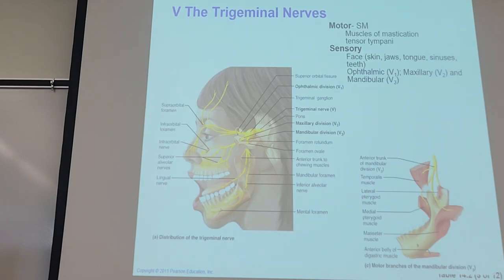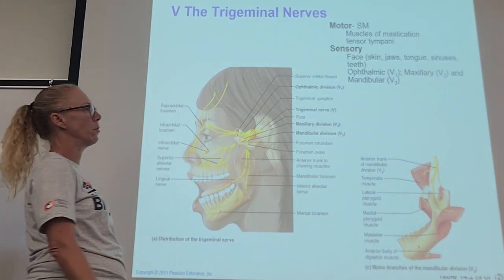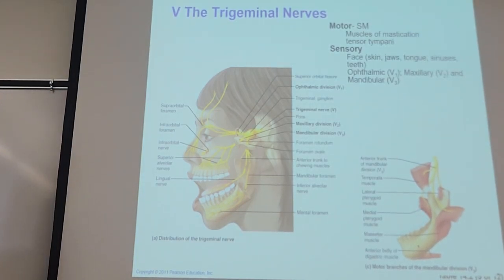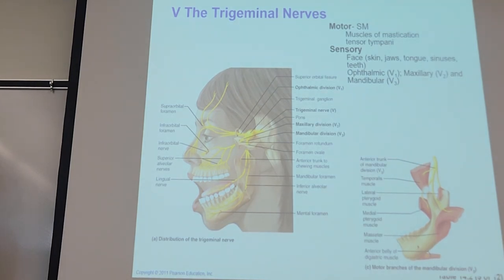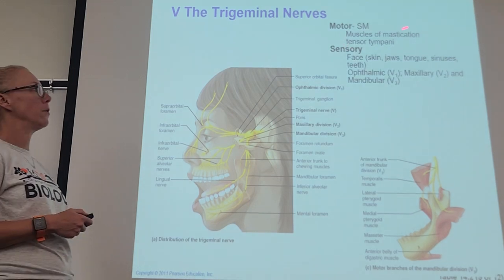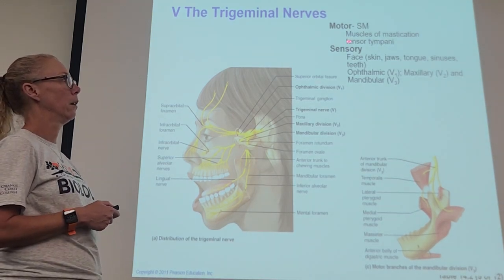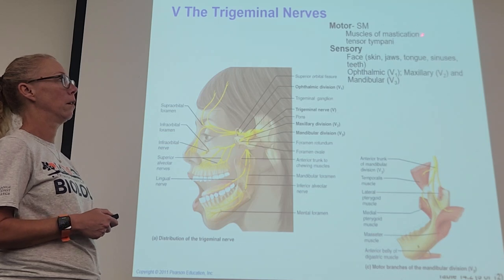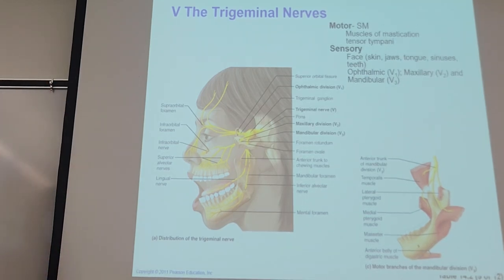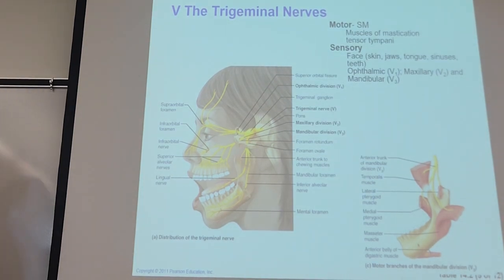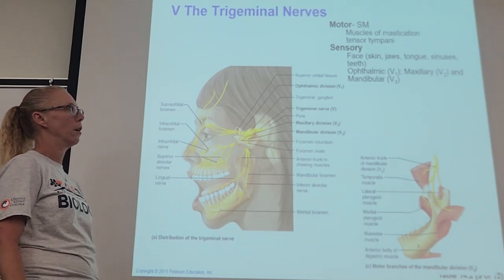Trigeminal. Okay, trigeminal is a big one. So it's both sensory and motor. So motor, SM means somatic motor. And somatic motor neurons innervate what? What is their effector? Skeletal muscle, right? So muscles of mastication. That's basically chewing. What's one of the muscles that we had to know? Masseter, right. So masseter could be one of the effectors of the trigeminal nerve. You have voluntary control over that. Tensor tympani is a muscle in your ear. We'll talk about that later.